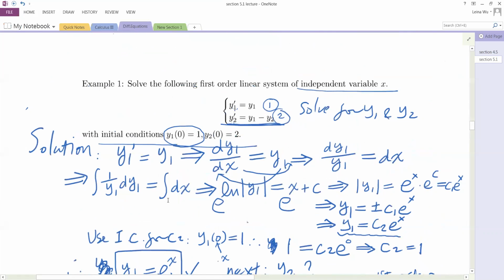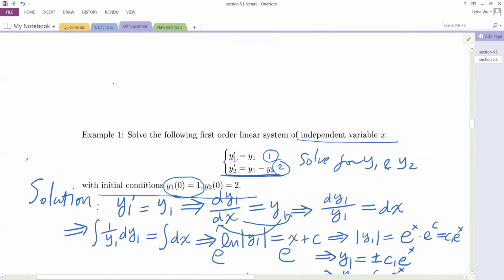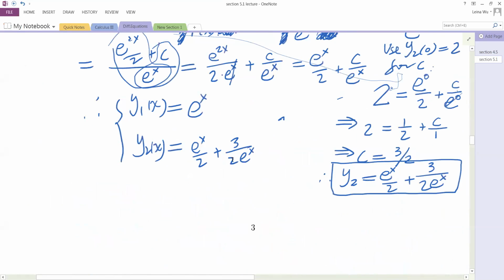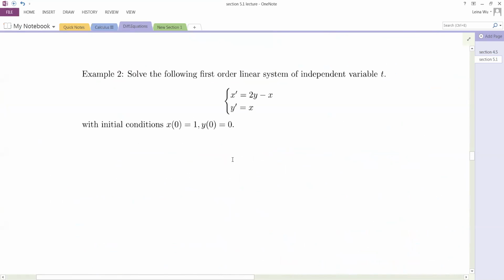Okay. I mean, different systems are different. It all depends on what it looks like. You can take different strategies, right? Sometimes one strategy might be easier than the other one. It really depends on what you're given for the system, okay? So that's one example of a first order linear system. Let's look at example 2.